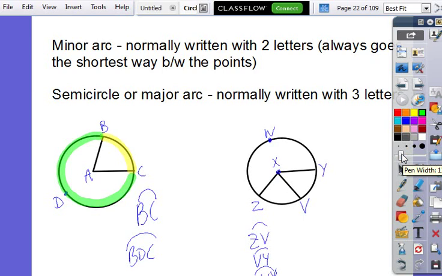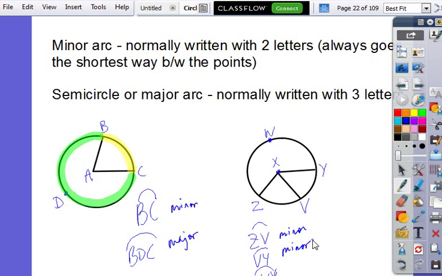Let me go back to the first one. What kind of arc is BC? Minor or major? Minor, because it's less than half the circle. BDC would be major because it's more than half the circle. If I come over here to ZV, minor or major? Minor. ZV is small, less than half, so that's a minor. What about VY? It's still minor because it's less than half. All right, what about ZVY? Major.